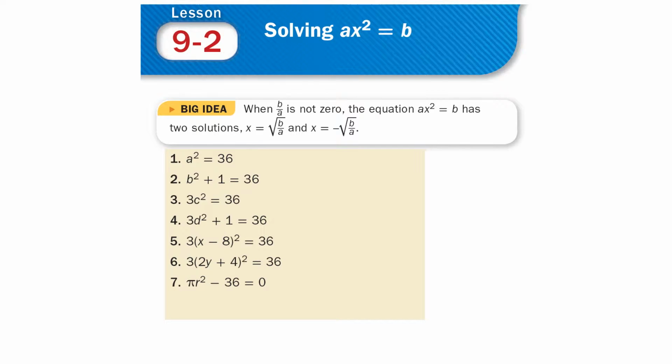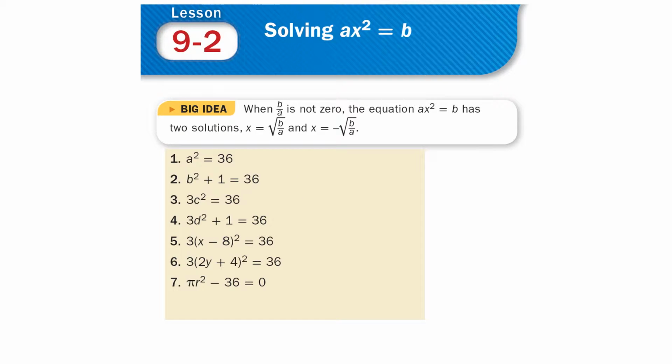We're going with 9-2. This is more of solving a times x squared equals b. The takeaway is that when b over a is not 0, the equation ax squared equals b has two solutions: x equals the square root of b over a, or x equals a negative square root of b over a. And that comes about because of the nature of squaring.